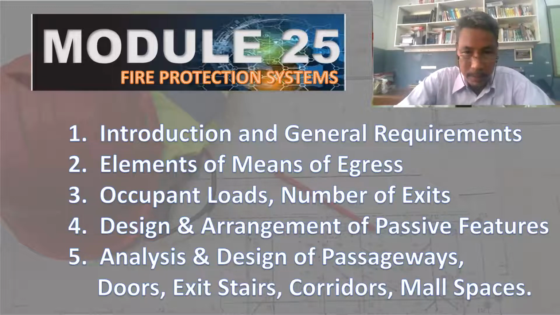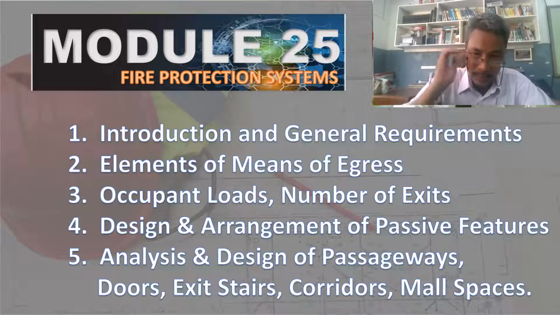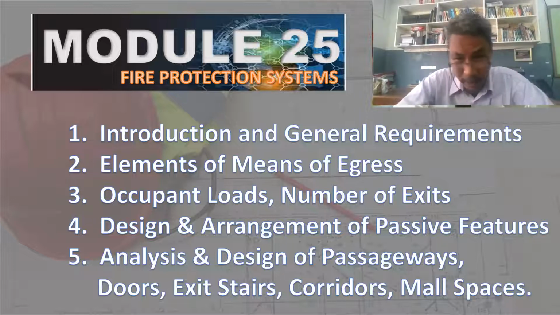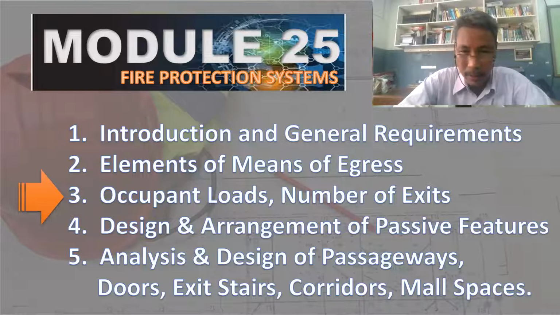So module 25 is about fire protection system, which involves 5 subtopics. Number 1, introduction and general requirements. Number 2, elements of means of egress. Number 3, occupant loads and number of seats. Number 4, design and arrangement of passive features. And number 5, analysis and design of passageways, walkways, doorways, exit stairs, corridors, and mall spaces. And currently we are on number 3, which is about occupant loads and number of exits.